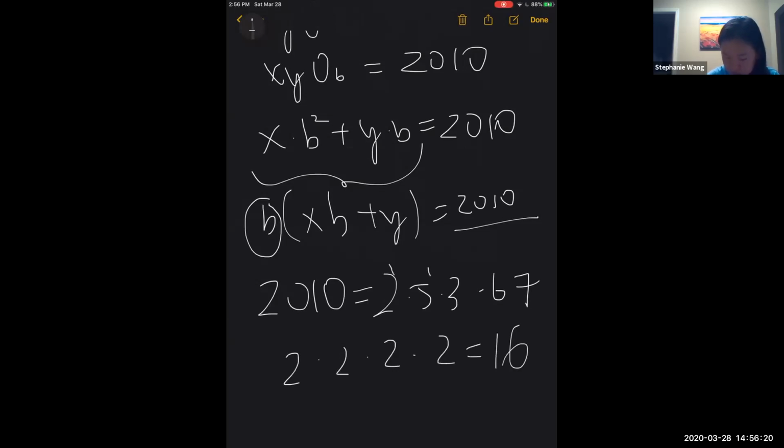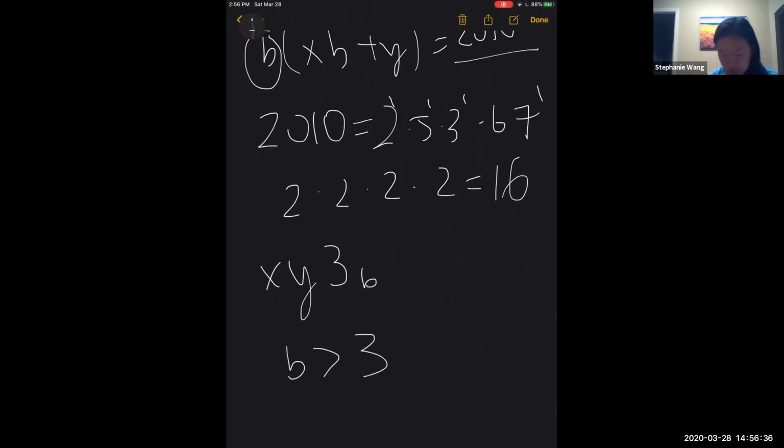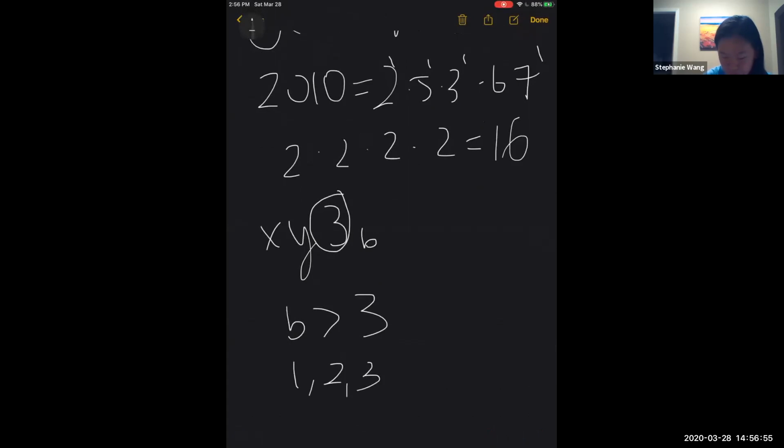Because each of these, okay, so now let's think, what are the factors of 2010 that can be B? Well, in our original number, we had XY3. So we know that B has to be greater than 3 because you can't have a digit that's more than the base. So all of the factors of 2010 would work except for the factors that are less than or equal to 3. There's 3 of them, 1, 2, and 3. So we subtract that from our total number of possibilities, which is 16. So 16 minus 3 would be 13.